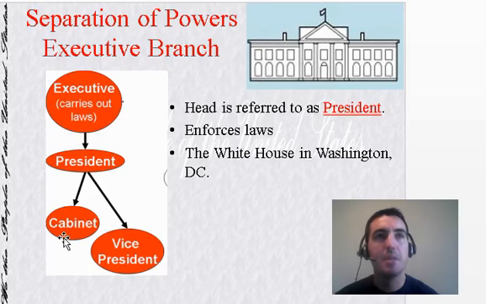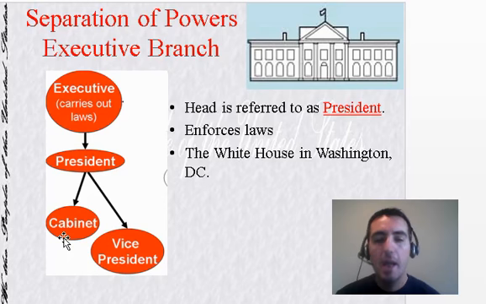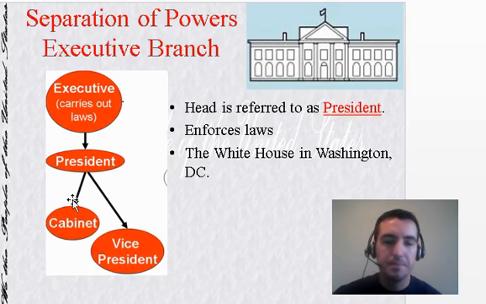Like there's a cabinet member that's in charge of just education. There's a cabinet member that's in charge of how to defend the country. There's a cabinet member that's in charge of dealing with other countries and just talking to them. So the president has those advisors that help him or her make the decisions they need to make for the country, and they also have a vice president.